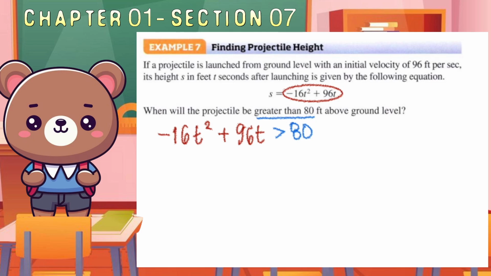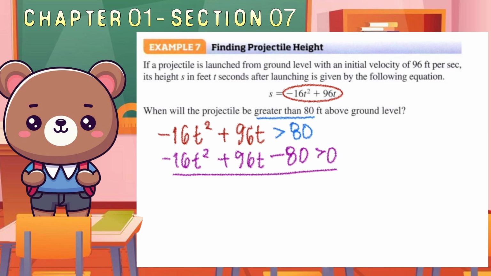In order to get this going, I'm going to bring over the 80 just so I have 0 on the right. But then I'm going to divide by negative 16. And like we spoke about in an earlier example, when you divide both sides of an inequality by a negative, you have to flip your inequality sign. So let's see what we got here. We have negative 16t squared plus 96t minus 80 greater than 0. We're going to divide everyone by negative 16 because I can tell that everything will be divisible by negative 16.